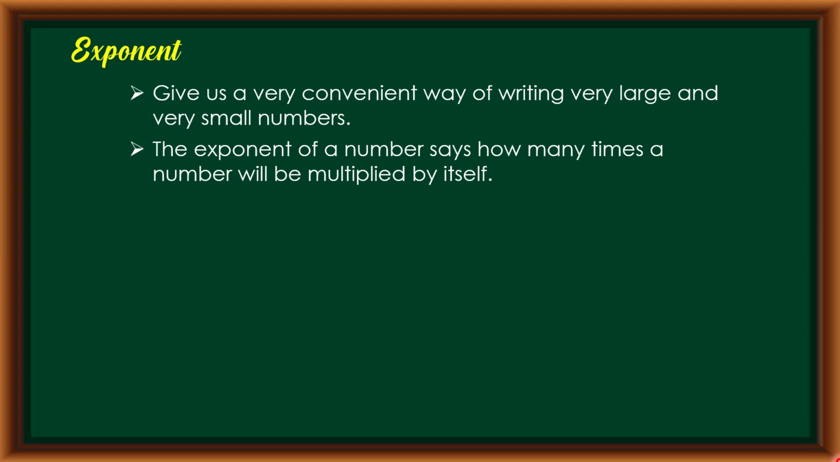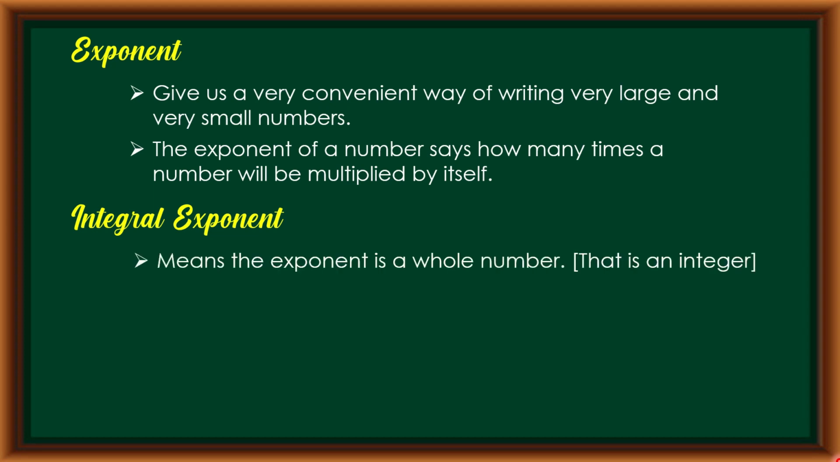Aside from exponent, we will also deal with integral exponent. So what is an integral exponent? It means the exponent is a whole number, that is, an integer. Meaning, in integral exponent, the exponent should be positive and it is an integer. That's why it's called integral. So take a look at this expression, a to the m power. So a here is what we call the base, while m is our exponent or the power.